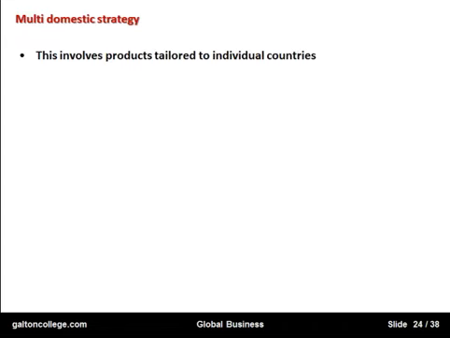Now, the multi-domestic strategy, well, this involves products tailored to individual countries. So in this one, the company attempts to be more sensitive towards local markets and local market requirements. So products are developed and tailored to individual countries. Innovation comes from local research and development. Research and development, again, as I said, is sensitive to the requirements of the local people. It's problem solving on a local scale and bringing out products that are aimed at solving local needs.